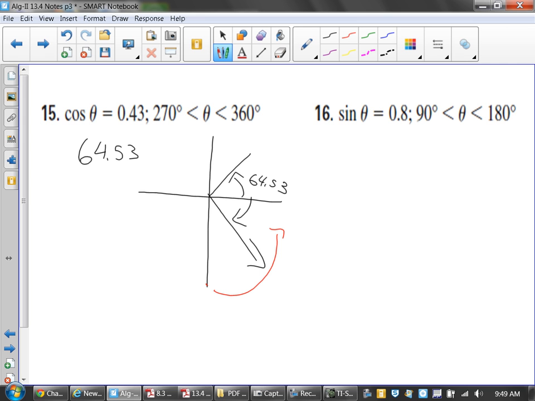Remember, whenever we're working with reference angles, we're bouncing off x. So if you're going to go to the fourth quadrant, you're dropping down. If you're in the second quadrant, you're going up. Third quadrant, you're dropping down. So you just have to remember which way your arrows were popping. Okay? Same thing with sine. Inverse sine of 0.8.